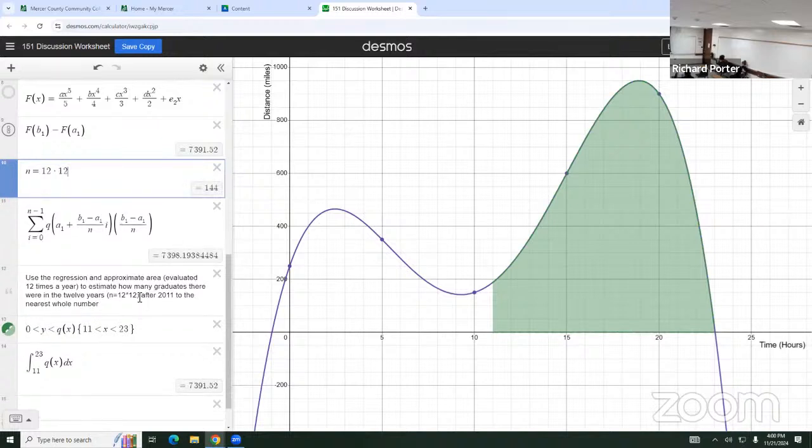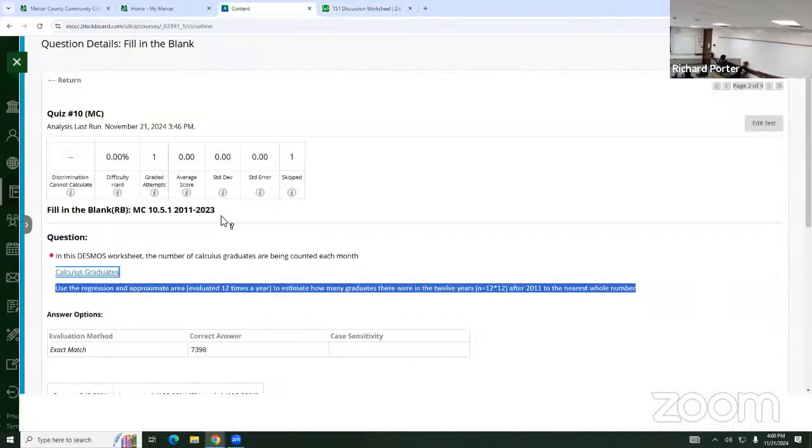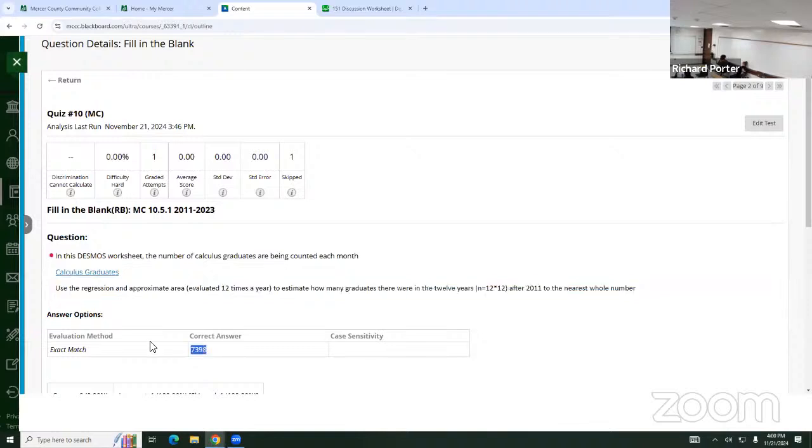Now the answer is better. It's still not exactly the same. So understand, if you give me that exact answer, 7,391, I'm going to mark it wrong because you didn't give me the exact answer. I mean, you didn't give me the exact approximate answer. Give me the exact answer. If you give me this one, 7398, that would be the answer. 7398. Correct answer. Okay. Any questions on that?